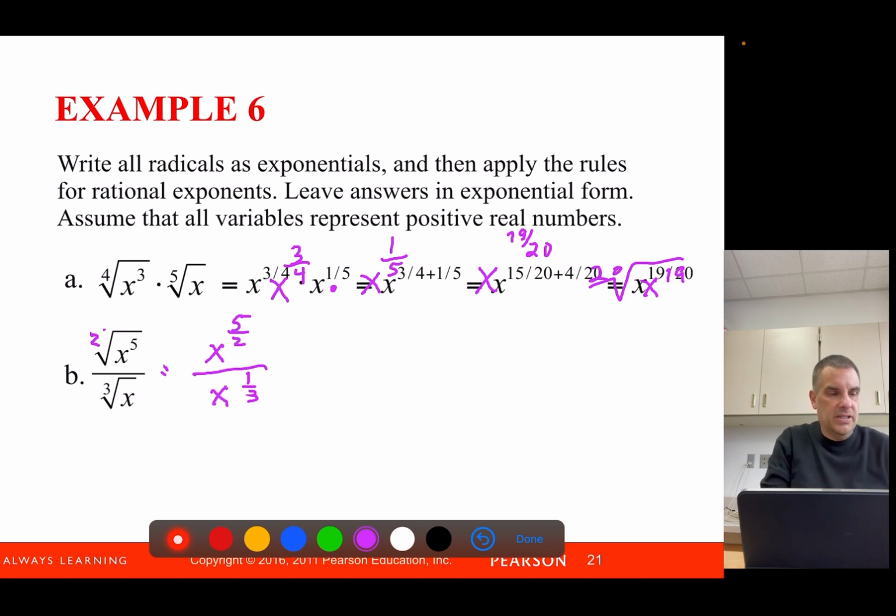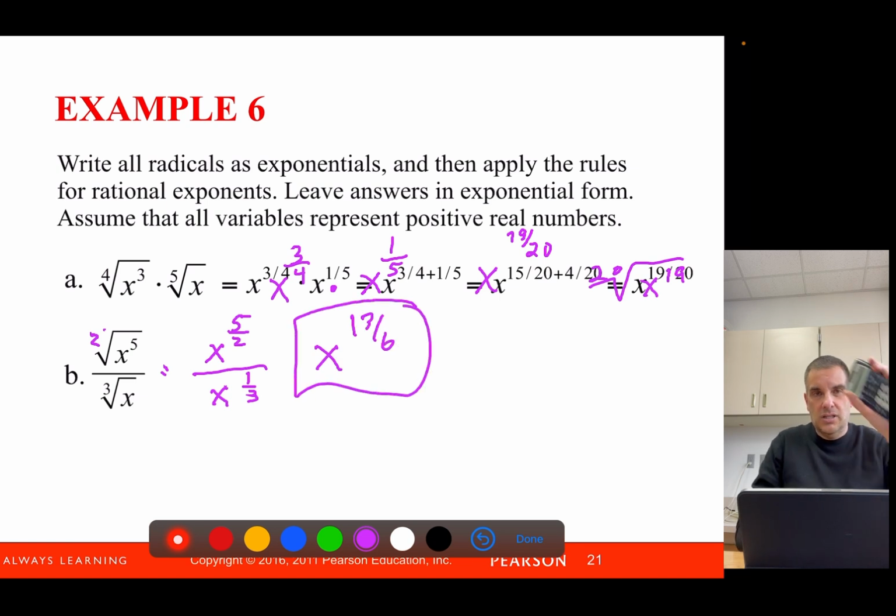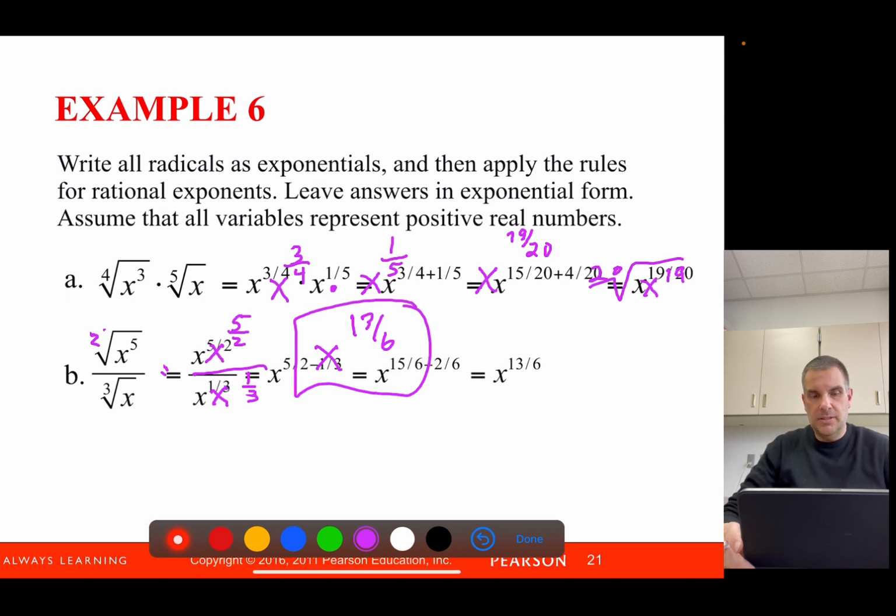So 5/2 minus 1/3. And it says it's 2 1/6. Well, how do I do that on my calculator? On your calculator, if you get 2 1/6 and then you hit that second ABC button and hit equals, it'll change it to an improper fraction for you. So this is x to the 13/6. Use the calculator to help you through these. Again, understand the concept, subtract fractions, whatever. Okay? Same answer we got.